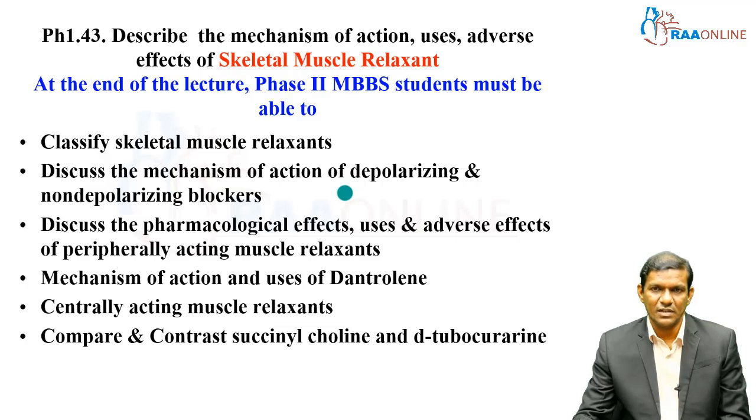In peripherally acting muscle relaxants, we are going to see another two types, depolarizing agents and non-depolarizing agents, and their pharmacological effects, uses and adverse effects. And then the directly acting muscle relaxant, which is dantrolene, we are going to see its mechanism of action and uses. The third one is the centrally acting muscle relaxants. These are the three different types we are going to discuss today. Finally, to sum up, the comparison and contrast between succinylcholine and D-tubocurarine, which are peripherally acting skeletal muscle relaxants. Succinylcholine is a depolarizing agent, whereas D-tubocurarine is a non-depolarizing agent.